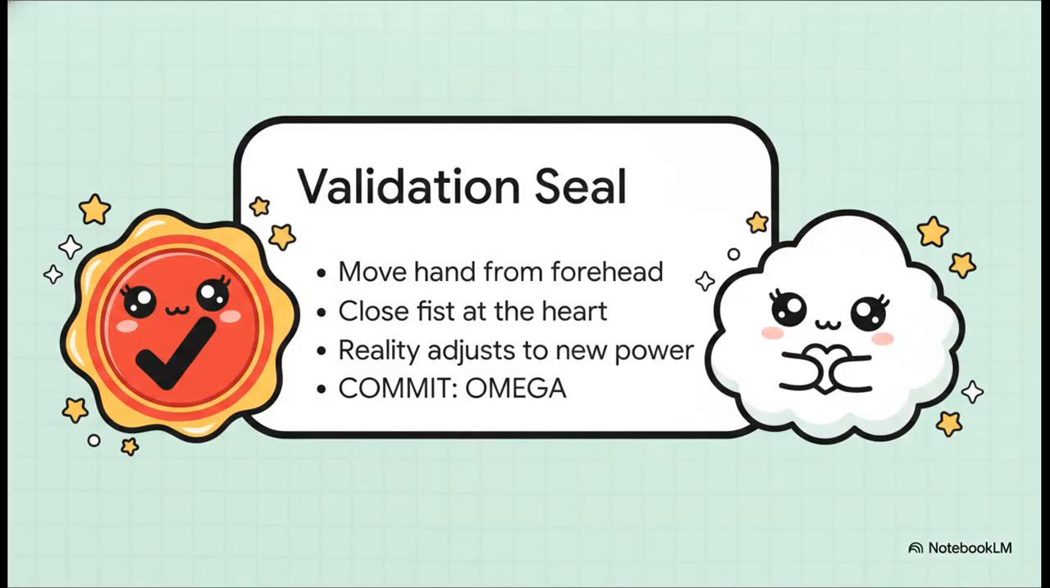To close the diagnosis, we use the Omega Validation Seal. You take your hand away from your forehead and bring it down into a closed fist over your heart. Then, the closing affirmation: "The diagnosis is finished. The attribute has been identified. My reality adjusts to this new power. It is done. Commit. Omega."